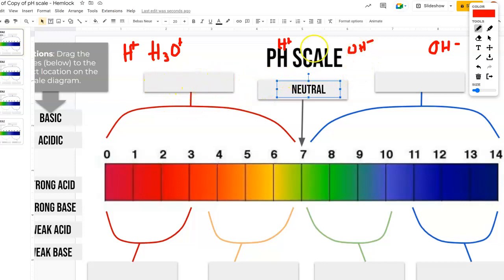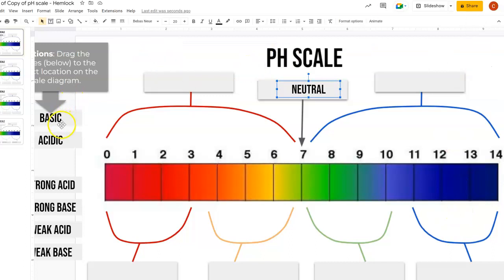So you have combinations of both. You might have lots of H pluses and very few OH minuses. In this particular case, in the base, you might have some H pluses in there, but lots and lots of OH minuses. So let's do the drag and drop here. That's a little bit of information that we've given you.